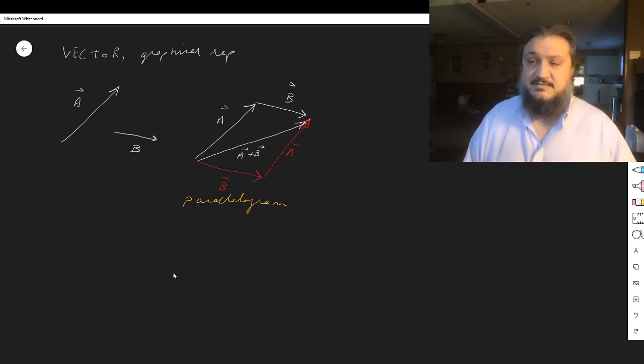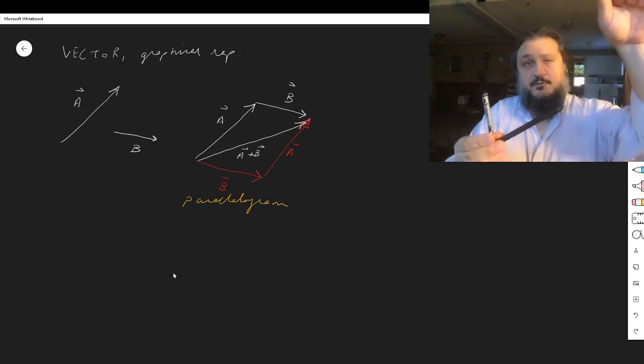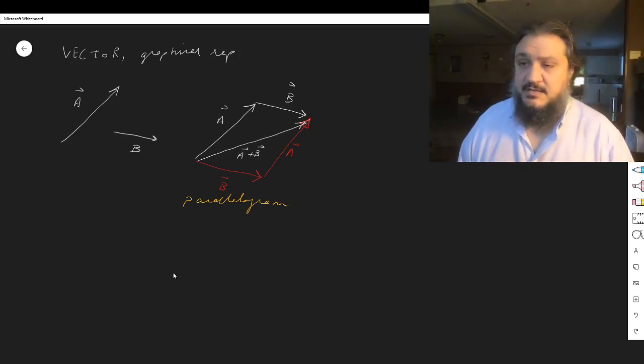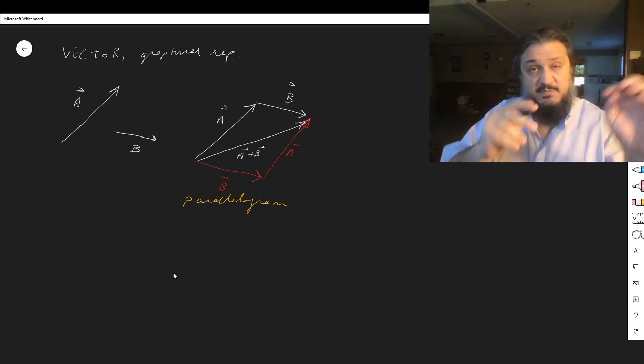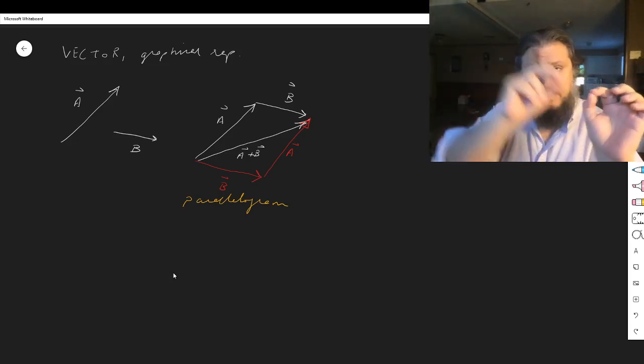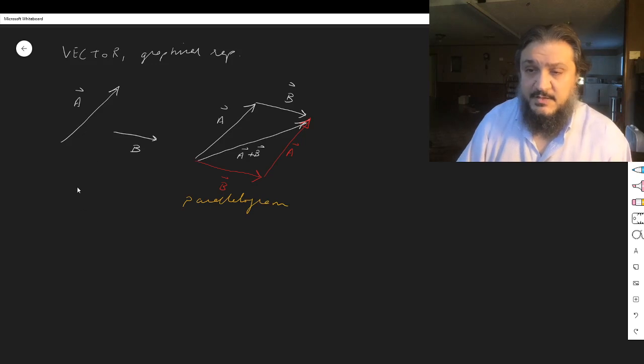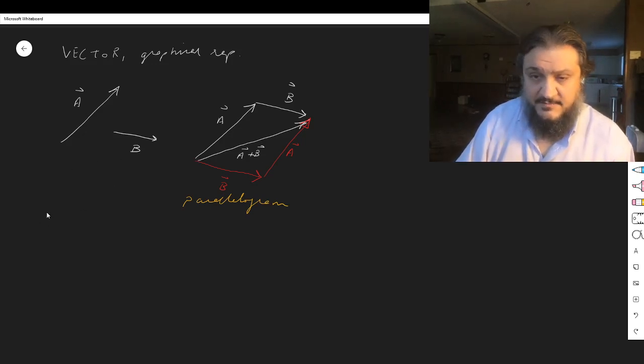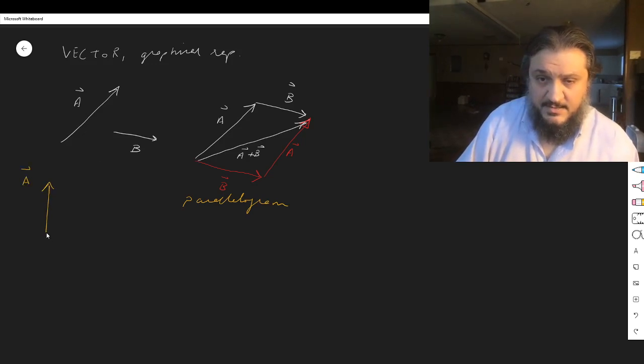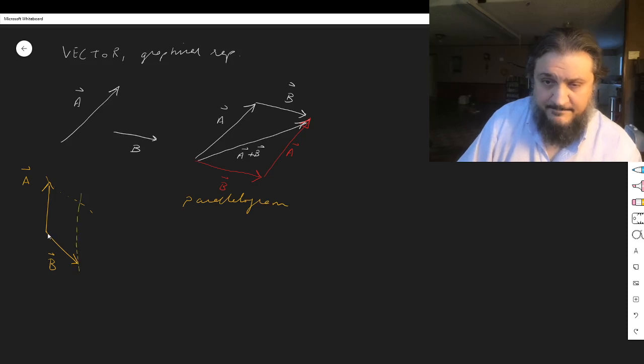Okay, so given vectors A and B, if their starting points are the same, you form a parallelogram using the parallel vectors, and you go from the diagonal, from one end to the other. The diagonal gives you the sum. So that's an alternative representation. So given A and some other vector B, you draw these parallel lines and then find the diagonal to be the sum.